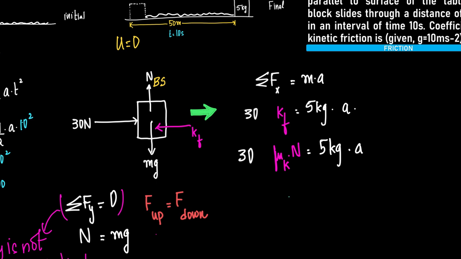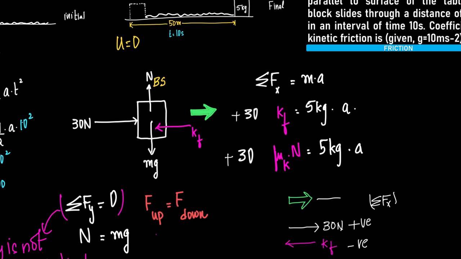Maybe I'll just draw it one more time. This is the net direction of motion. How many forces are acting along it? There is one force of 30 Newton. What is the other force? The other force is the force of kinetic friction. All the forces which are acting along the net direction of motion would be taken as positive. All the forces which are acting against the net direction of motion would be taken as negative. Therefore, when you write down sigma Fx, you will have two components. One, 30 Newton being positive, and the other, kinetic friction being negative.